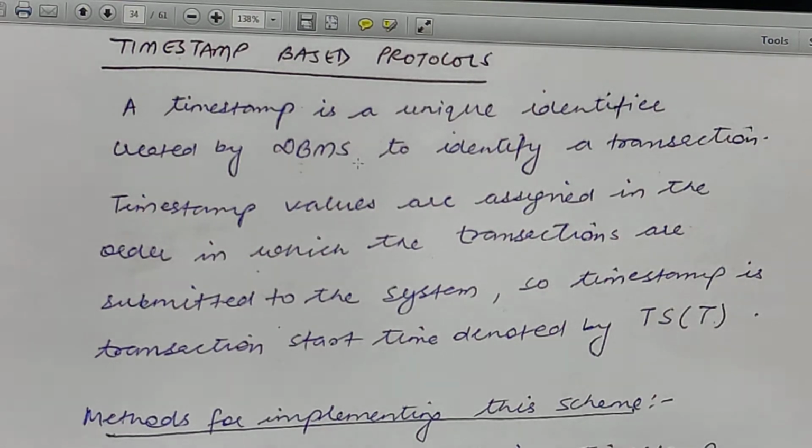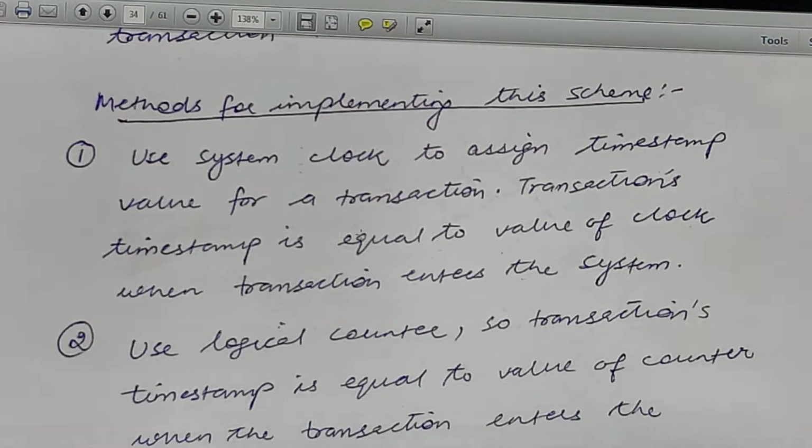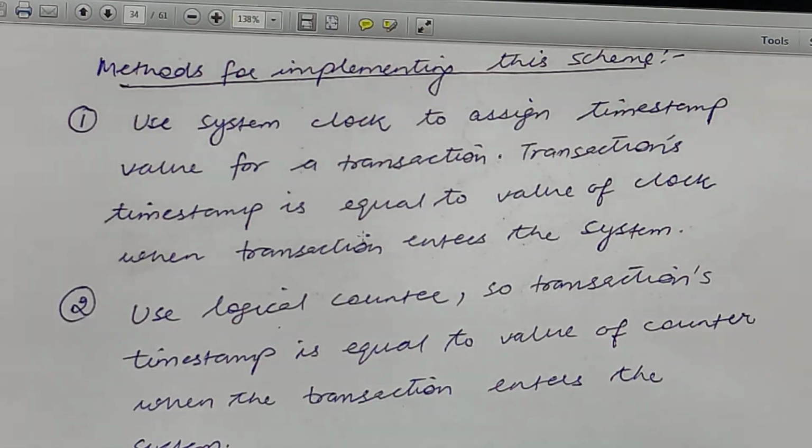So what can be the different schemes to implement this timestamping? First is to assign a timestamp to a transaction. You can either use the system clock, where the time at which the transaction enters the system can be made the timestamp of that transaction, or you can use a logical counter. Suppose we have 4 transactions: T1 enters the system first, then T2, then T3, then T4. Then their timestamp values can be 1, 2, 3, 4, right? So T1 will be the oldest transaction having the lowest timestamp value, and T4 will be the youngest transaction having the largest timestamp value.